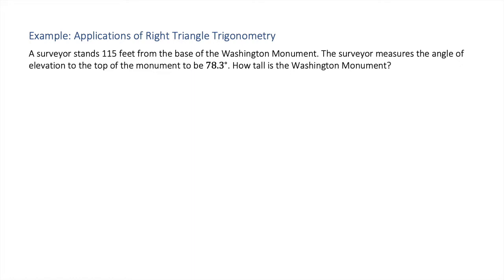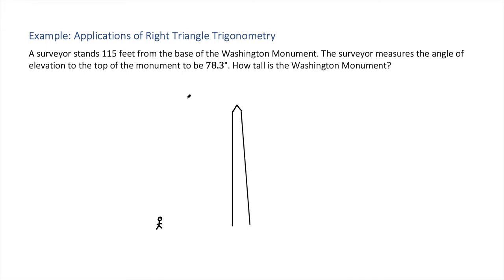We want to just start by drawing a picture here. I'm not an artist, so I'm going to be really boring here. Here's the Washington Monument, okay? And that's about as good as I can get it. There's our Washington Monument, and our surveyor is standing over here and measures the angle of elevation.